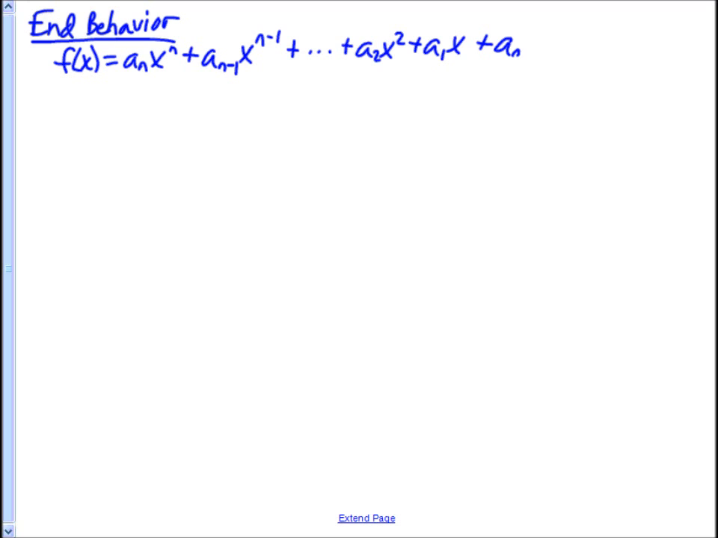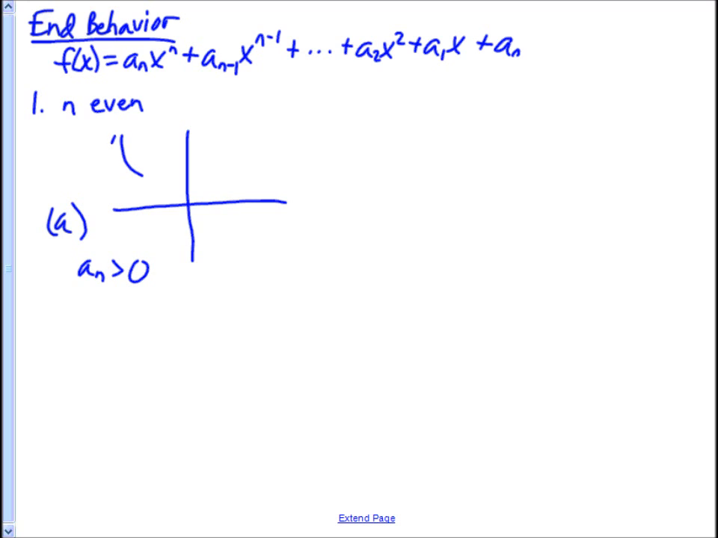So the first thing you want to look at is number 1. If n is even, you have a couple of situations, like x squared. So for instance, let's say it's f of x equals x to the 4th or x to the 6th, something like that. If n is even, then you have 2 scenarios. Here's your first one. If a sub n, your leading coefficient, is positive, guess what it does? It goes up to the left, up to the right, just like the old x squared.